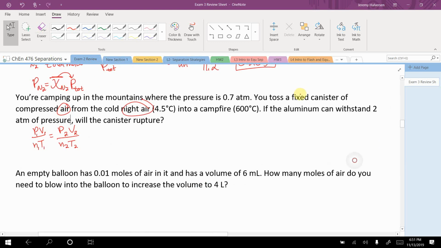So does volume change? No, how do I know that? First off, I don't say anything about volume. Second, I said it's a fixed canister, but mostly just because I didn't say anything about volume. So I can just get rid of volume. And then what else doesn't change? Moles. So now I've just got this relationship.